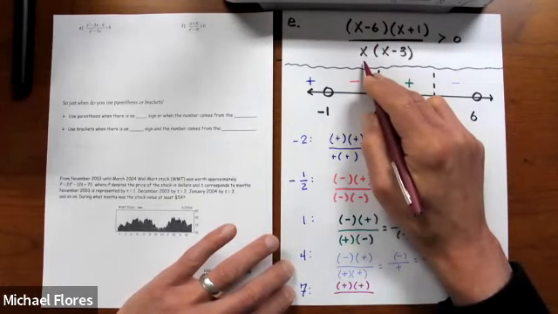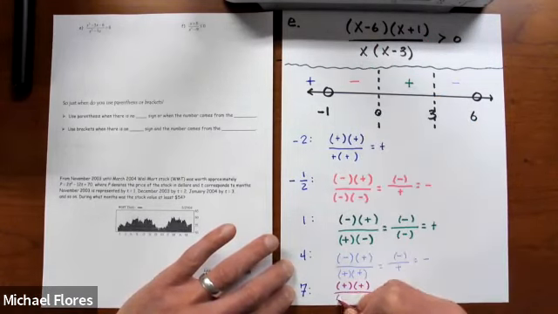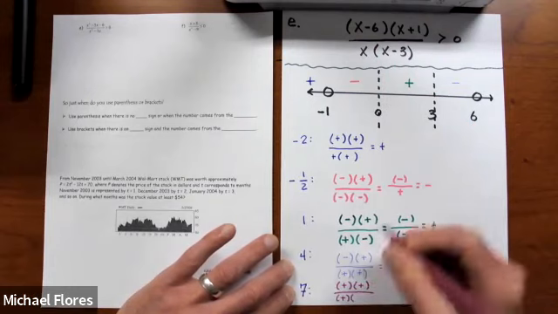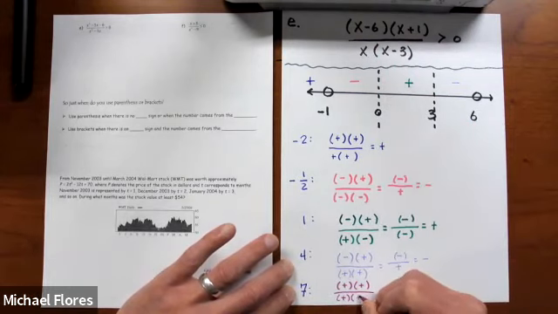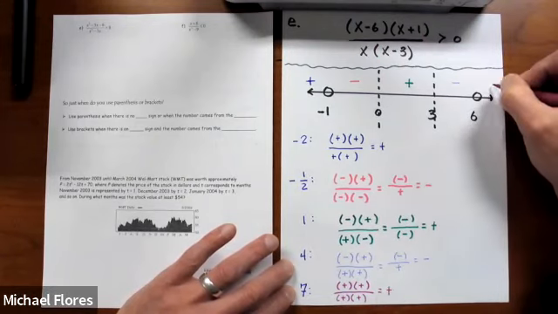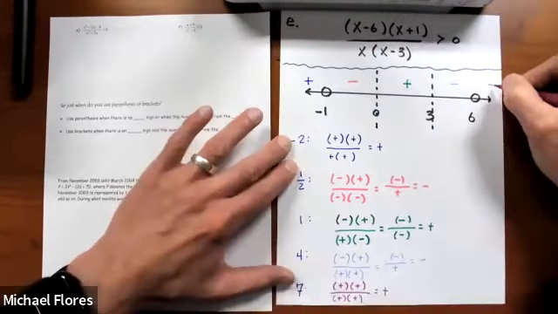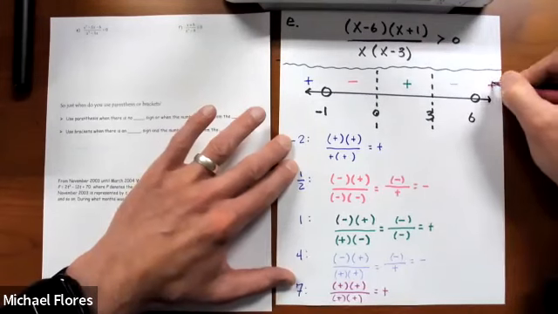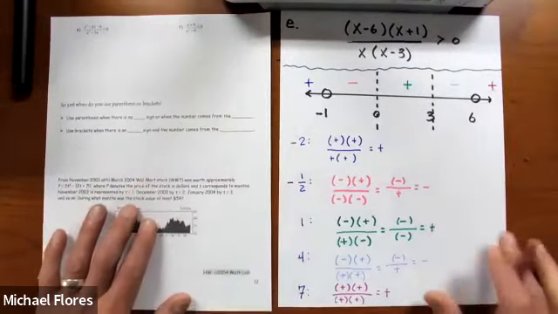I'm sorry, 7, we're plugging the 7 here, that's a positive. 7 minus 3, that's a positive. Looks like we're going to get a positive result here. So everything greater than 6, everything in this range here is positive.